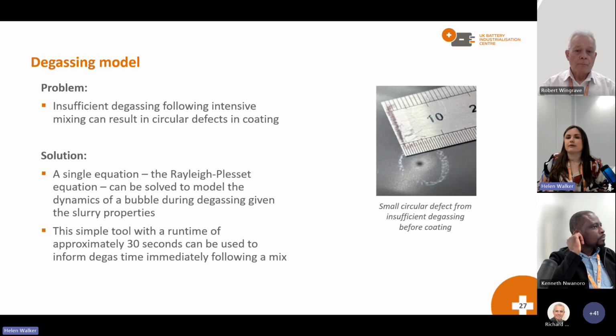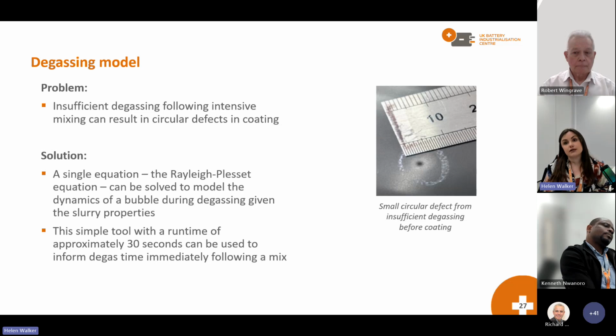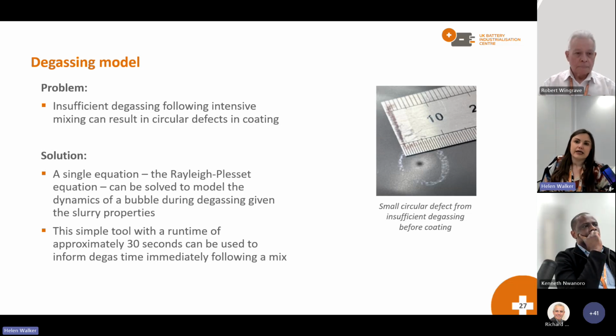Something that's been implemented recently at UKBIC is a degassing model. Whereas the coating model is a really high fidelity, complex multi-physics model with non-Newtonian flow, the degassing model is actually just a single equation that we're solving. Following our intensive mixing process here at UKBIC, we have to degas our slurry under a vacuum. If we don't get that right, you can end up with circular defects in your coating. So we have this one equation now that we solve, and it really helps us to inform how long we should leave our slurry to degas, so that we don't have these circular defects during coating.